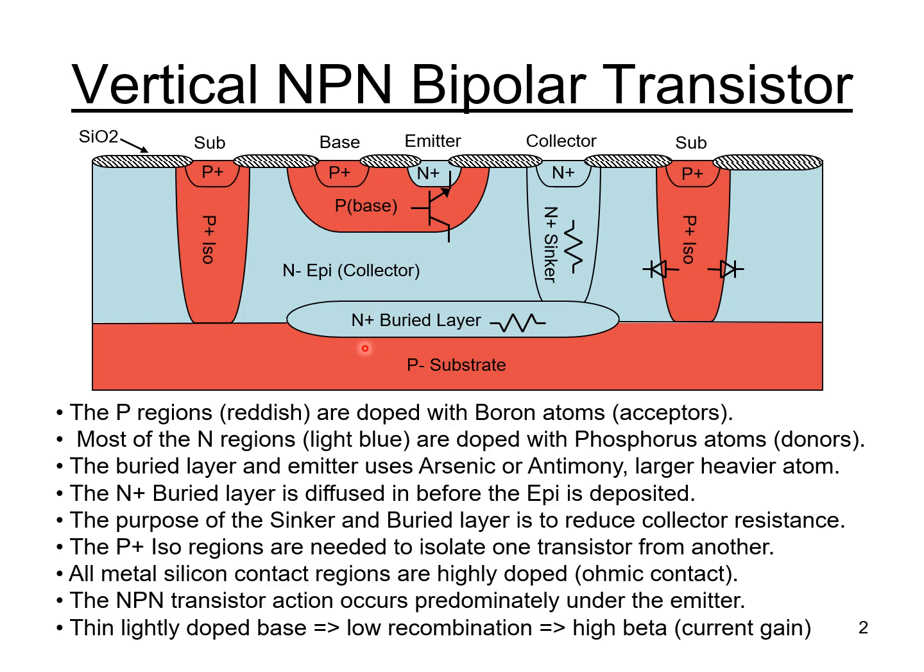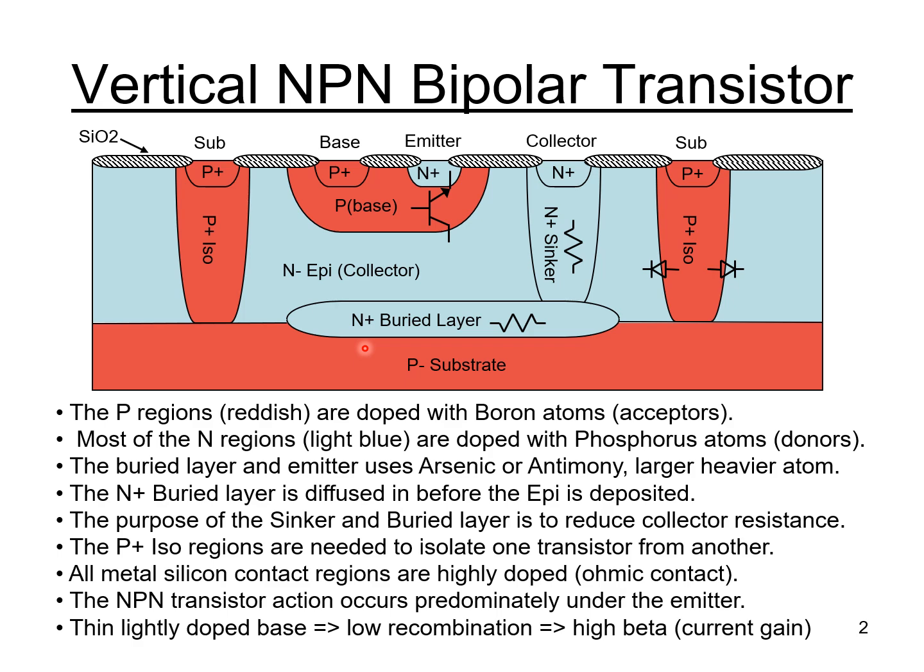I haven't indicated that in the drawing here anywhere, but just be aware that putting the buried layer serves sort of two purposes. One, the main purpose is to reduce the collector resistance. And then also it helps to kill the unwanted parasitic vertical substrate PNP transistor.